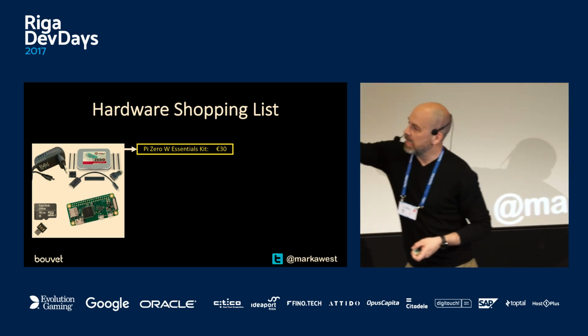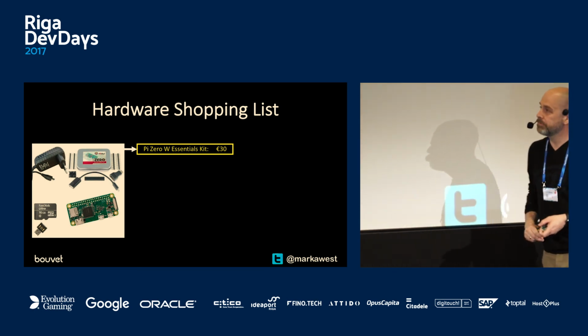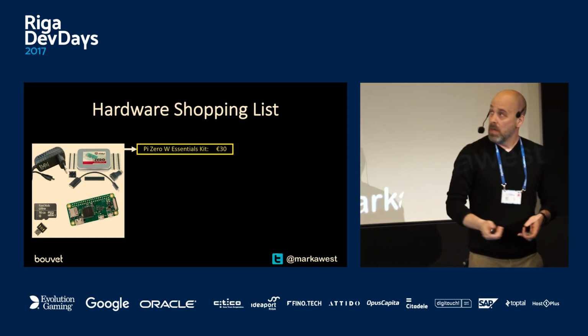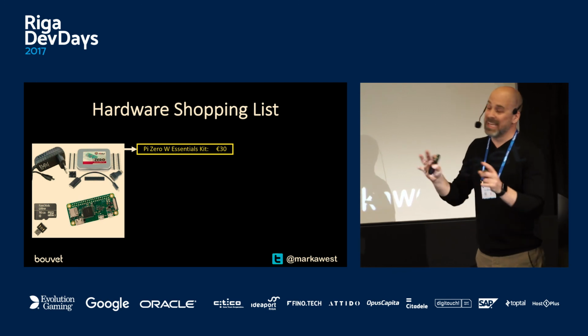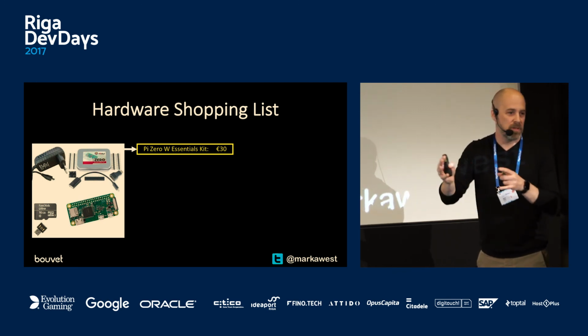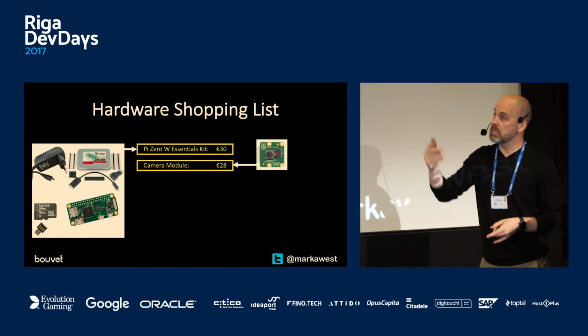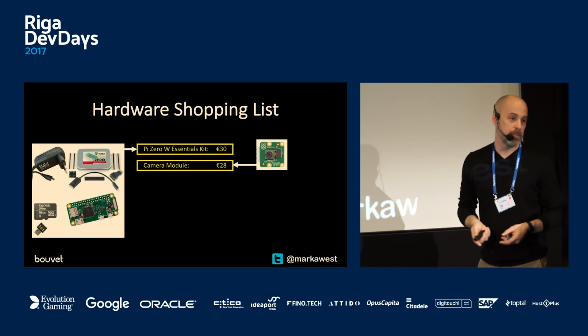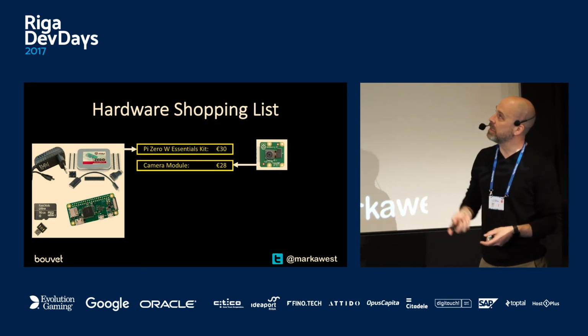You're also going to need a SD card, you're going to need a power adapter, and so on and so forth. So for me, I just picked up a kit with all of this equipment, so I didn't have to shop for it separately. But you might be able to find the parts cheaper if you went on eBay, for example. But that cost me €30.